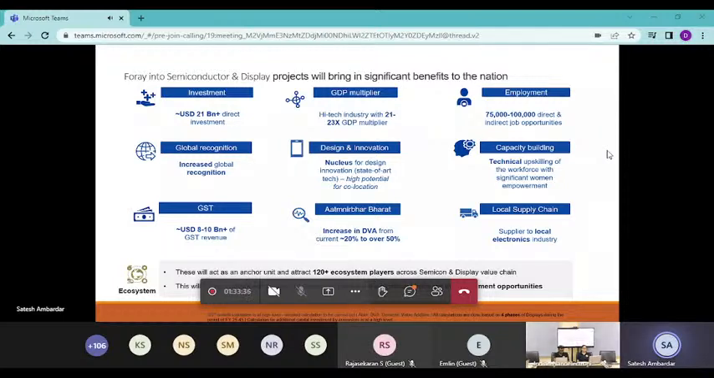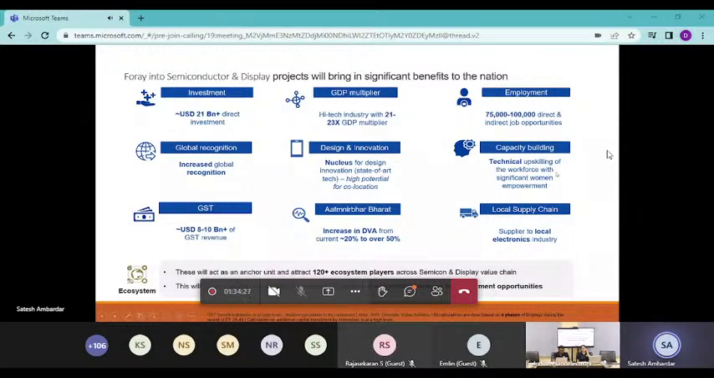And in terms of the benefit that it will bring to the nation, Vedanta is going to invest about $21 billion over the next 7 to 10 years in both these fabs. And as you know, any semiconductor or display industry has a GDP multiplier effect of 20 to 23 times. There will be direct employment of about 75,000 to 1 lakh employees, indirect and direct, in these fabs. And of course, it will put India on the global map. Design innovation will be done in the country, attuned to this fab, and new products. It will help development of new technologies and new products. And also the important thing is capacity building.